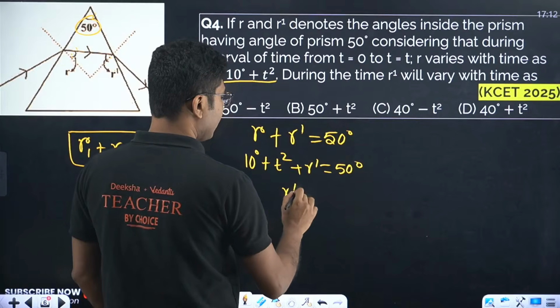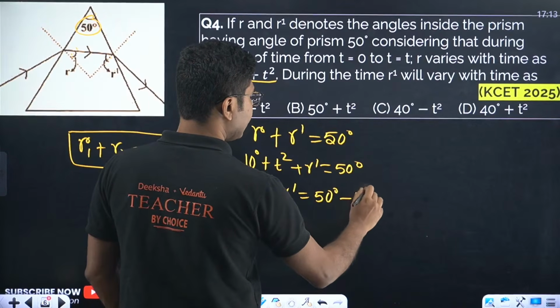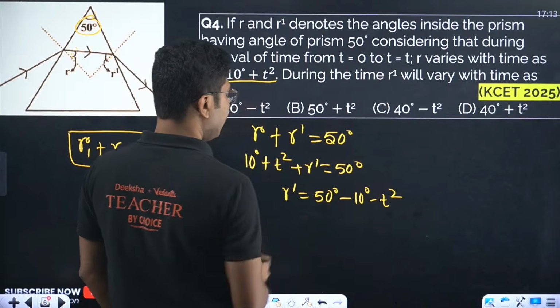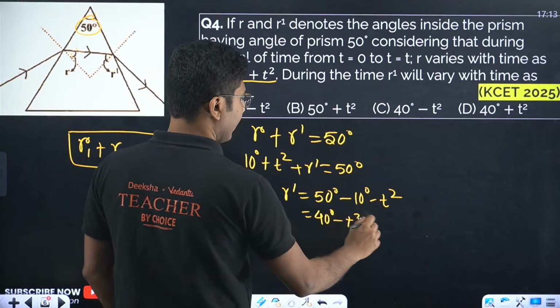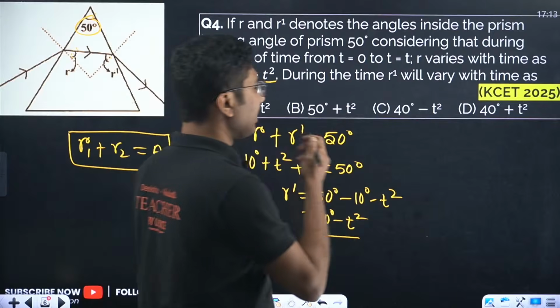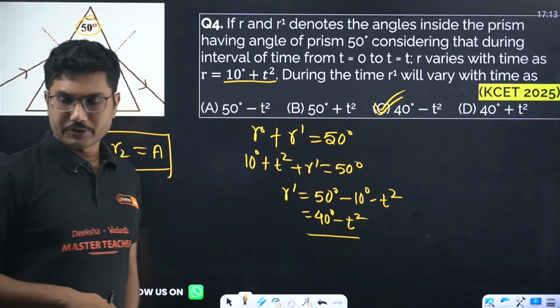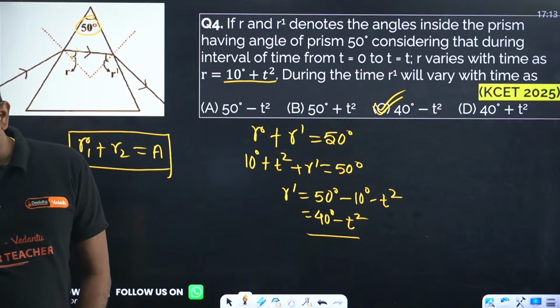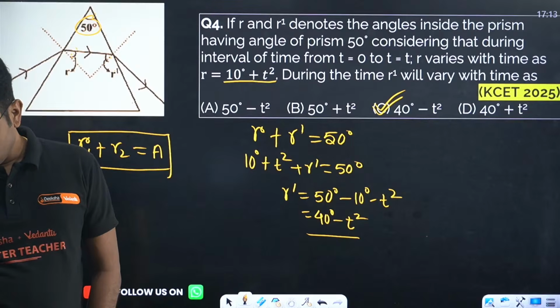So R1 equals 50 degrees minus 10 degrees minus t square, right? So it will be 40 degrees minus t square. Very easy. So 40 degrees minus t square means option C is the correct option for this question. Yes, now I see option C, most of you have answered C.